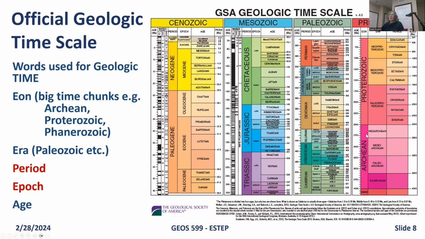Archean is the oldest eon. Then is the Proterozoic, which is younger than Archean, from about 2,500 or 2,600 million years ago. All of that generally gets lumped into a chunk that is called Precambrian.